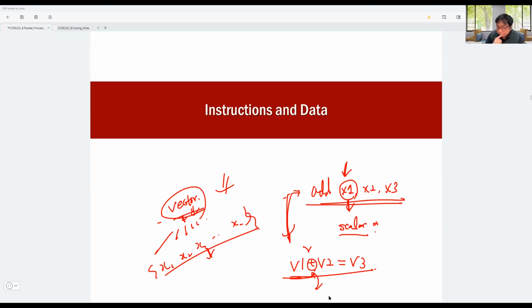So until now, we learned that with a single instruction, a single data item is handled. So single data is handled by a single instruction. But for this vector operation, multiple data can be handled by a single instruction. Okay, so based on the number of instructions and the number of data handled by these instructions, we can classify our processors into the four types like this.